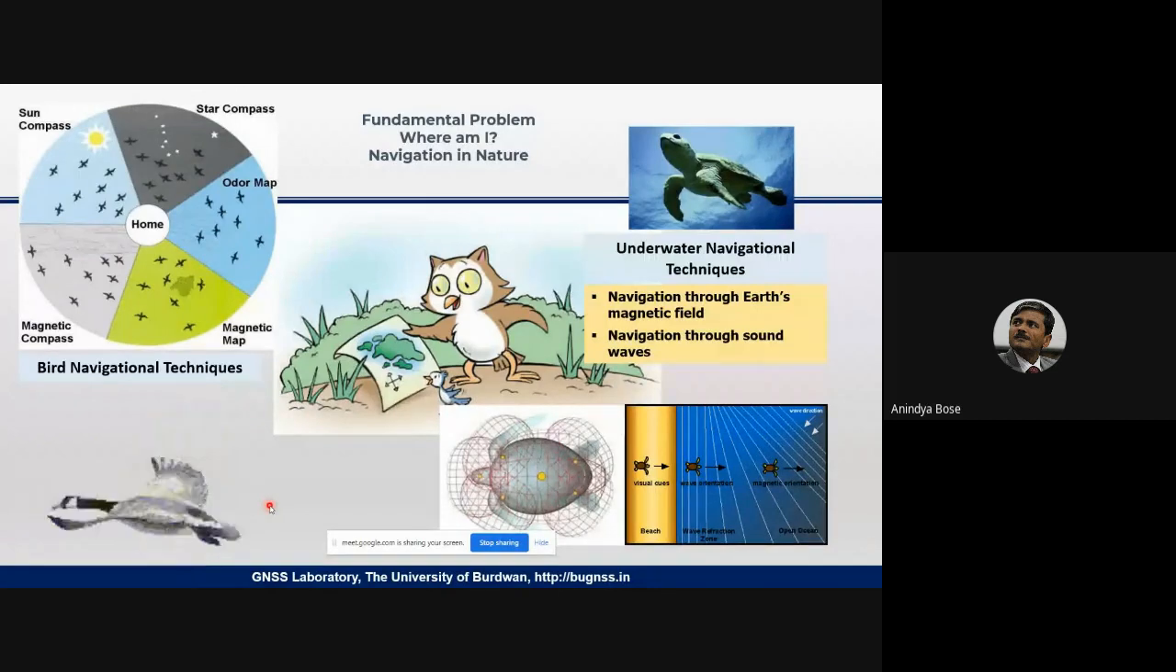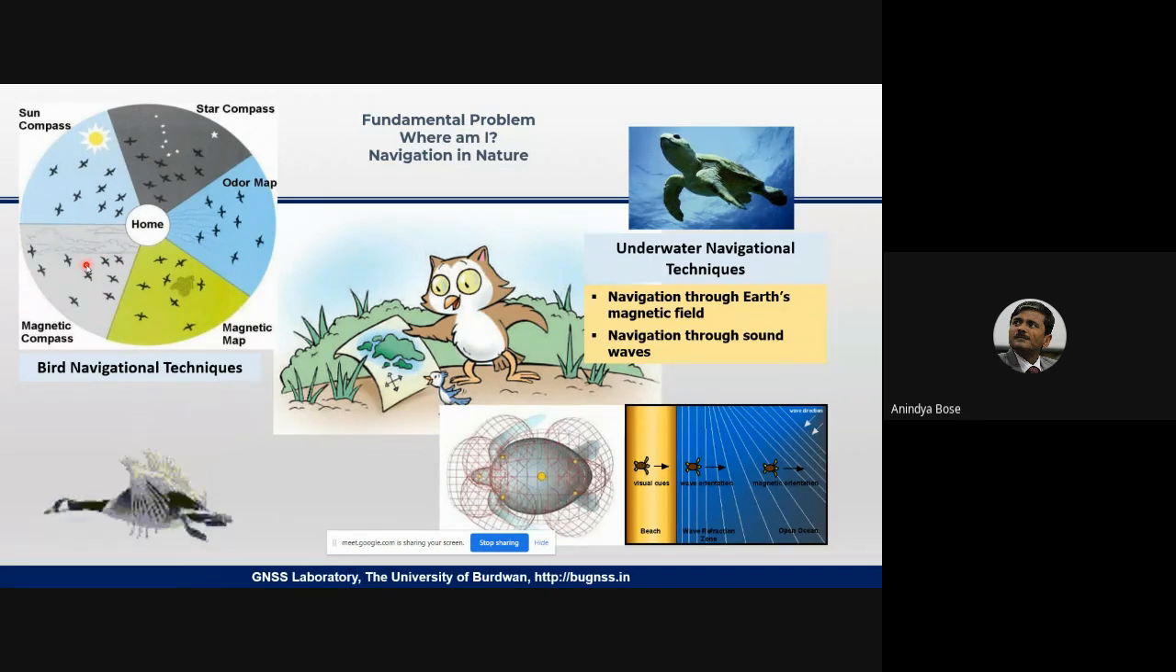Similarly, there are many navigation techniques among birds. They use the sun as a compass, they use stars as a compass, they use odor as a compass. They have a magnetic map, which they can feel, and a magnetic compass to migrate from one place to another.